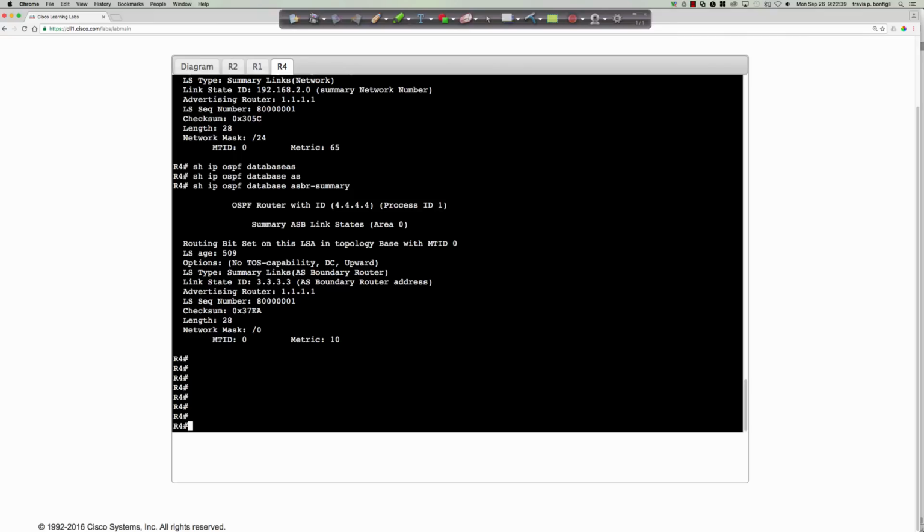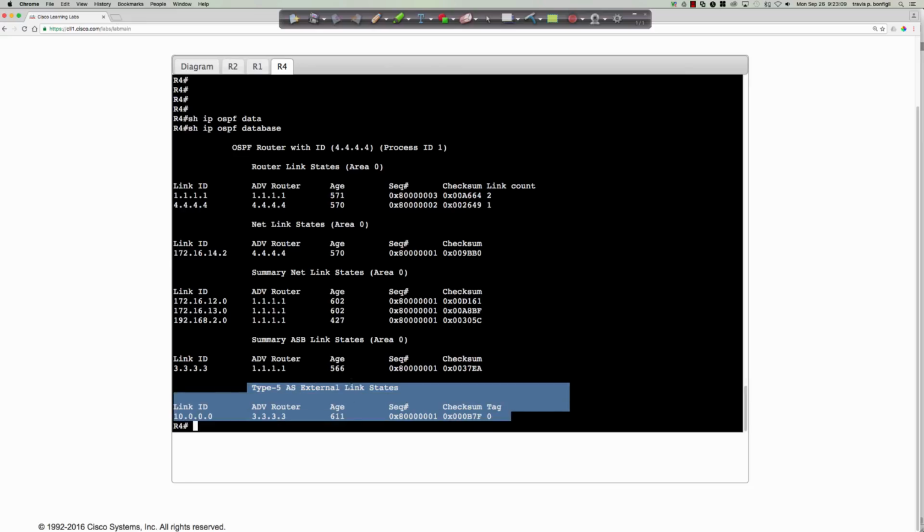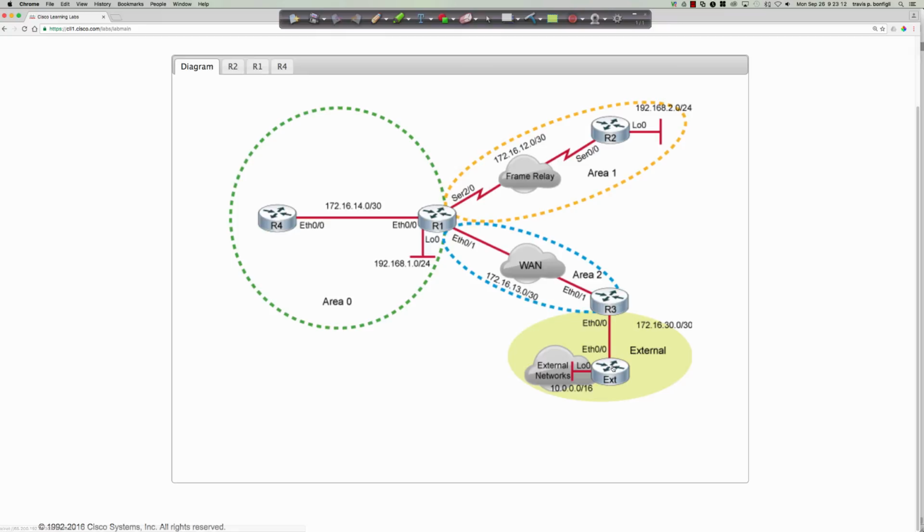And then finally, we'll take a look at the Type 5 LSA. And remember, the Type 5 LSA is flooded into all areas. In our scenario, again, there are certain special OSPF areas where that doesn't take place, but with what we're dealing with here in this context, that Type 5 LSA is going to get flooded to all areas. So when I said show IP OSPF database, you can see there is the Type 5 LSA. And router 4 is in area 0. So this Type 5 LSA came in from router 3 to router 1 and then into area 0. So from area 2 into area 0.